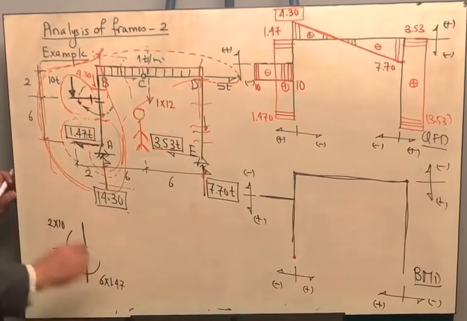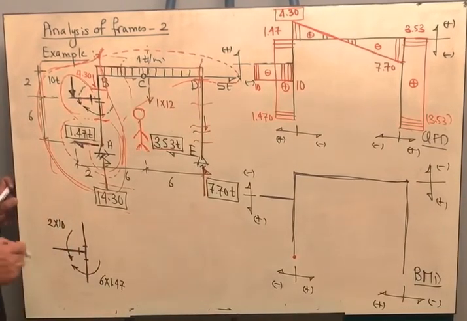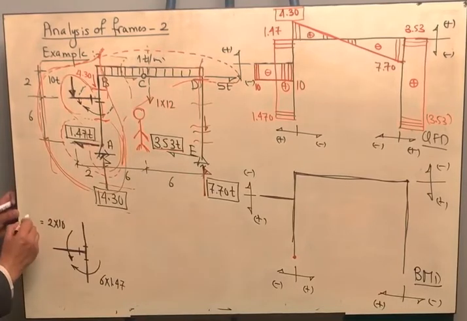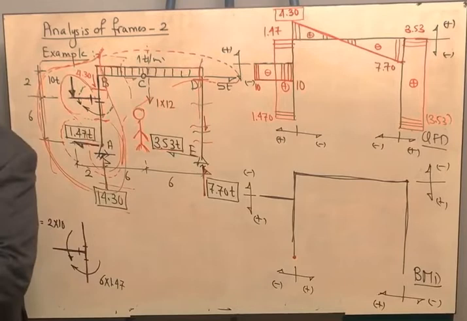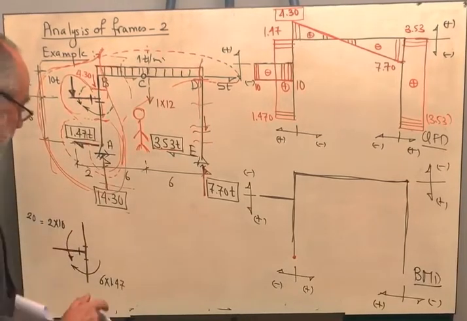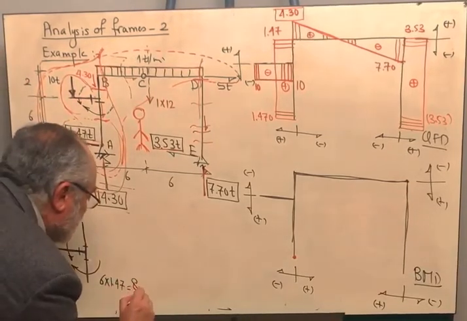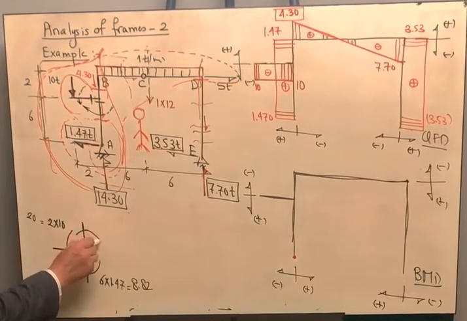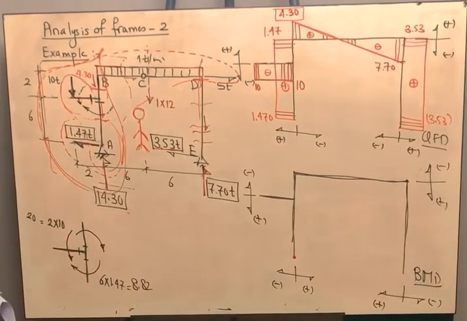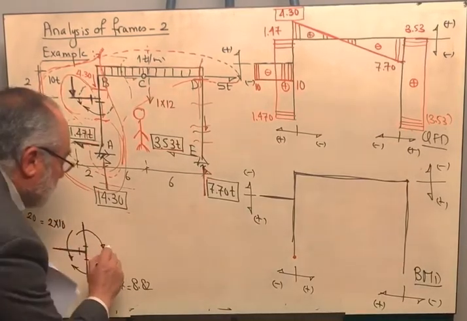How can this joint be in equilibrium? This is 20. And if you calculated that, this will be 8.82. Therefore, this is bigger. Therefore, I should have the moment in this direction to be in equilibrium. And its value is 20 minus 8.82. So it will be 11.18.